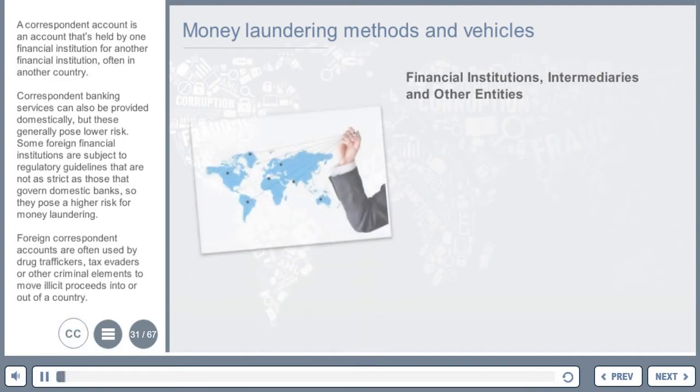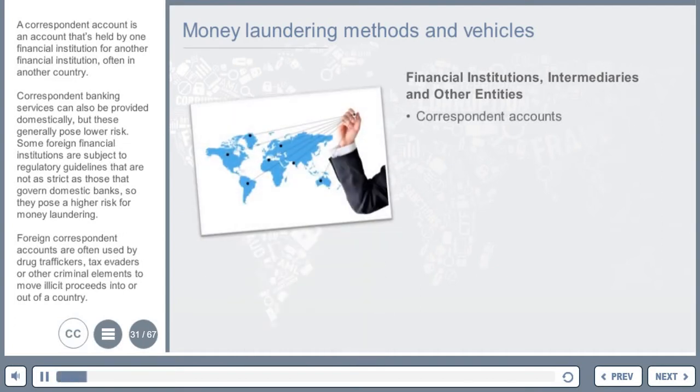A correspondent account is an account that's held by one financial institution for another financial institution, often in another country. Correspondent banking services can also be provided domestically, but these generally pose lower risk. Some foreign financial institutions are subject to regulatory guidelines that are not as strict as those that govern domestic banks, so they pose a higher risk for money laundering. Foreign correspondent accounts are often used by drug traffickers, tax evaders, or other criminal elements to move illicit proceeds into or out of a country.